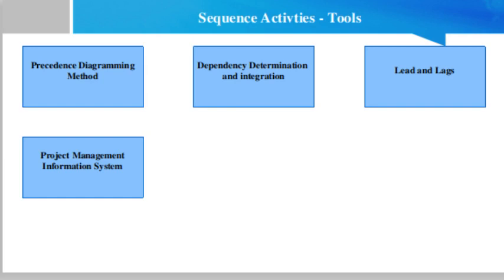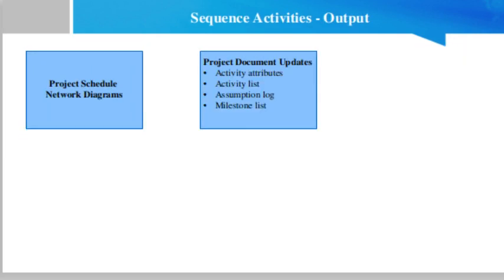Now we shall talk about the output of this process. Friends, the output is the project schedule network diagram. A project schedule network diagram is a graphical representation of the logical relationships, also referred to as dependencies, among the project schedule activities. Then project document updates, which include the activity attributes.